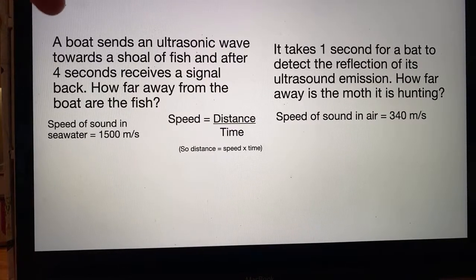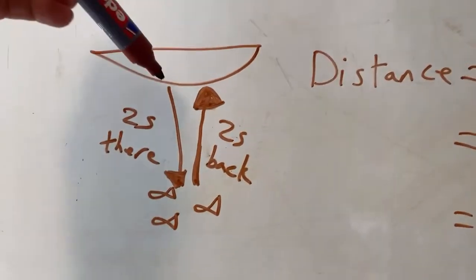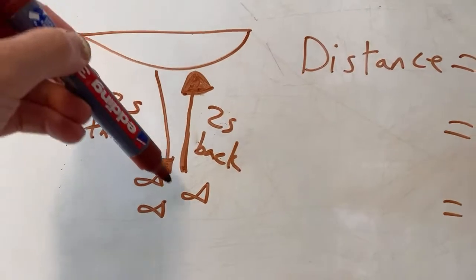So a boat sends an ultrasonic wave towards a shoal of fish, and after, it feels like cheating, doesn't it? What an awful way of fishing using ultrasound. Anyway, after 4 seconds, it comes all the way back. How far away from the boat are the fish? So I did myself a little diagram, like I would do in my exam. Here's my boat. The sound wave went all the way down and came all the way back in.